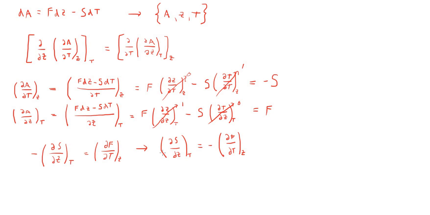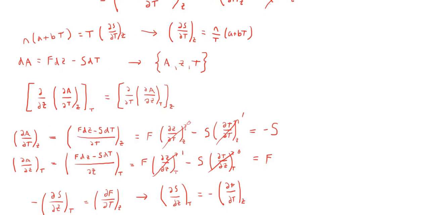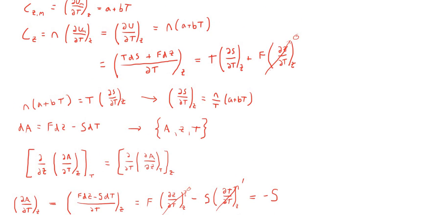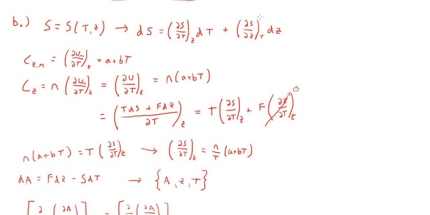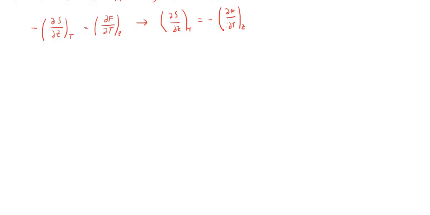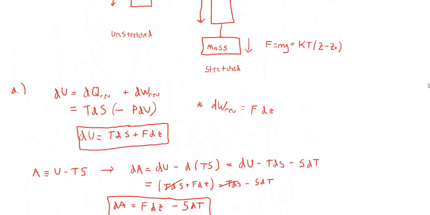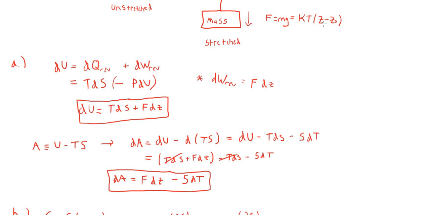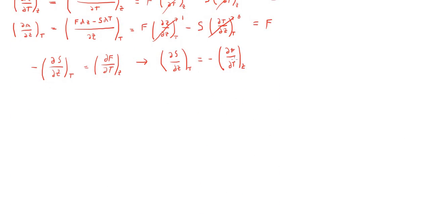So right now we have an expression for ds over dz at constant t, and that's what we were looking for. We're going to continue to simplify this expression until we get it in terms of the constants. The first thing we're going to do is plug in the expression for f from the diagram. So f is equal to kt times z minus z0. We're going to plug that in for f in this partial derivative.